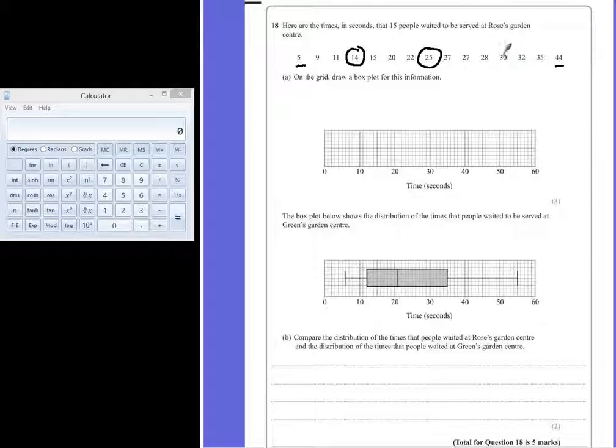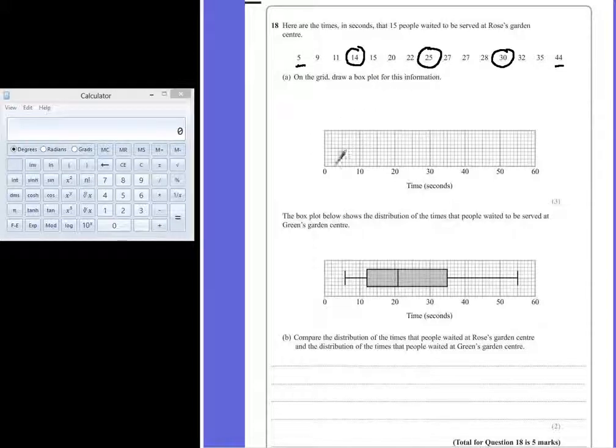Same thing on this side, our upper quartile can be found by finding the middle of this list, which would be the number 30. That gives us 3 numbers on the left of it, 3 numbers to the right. With these 5 pieces of information, we can draw a box plot.